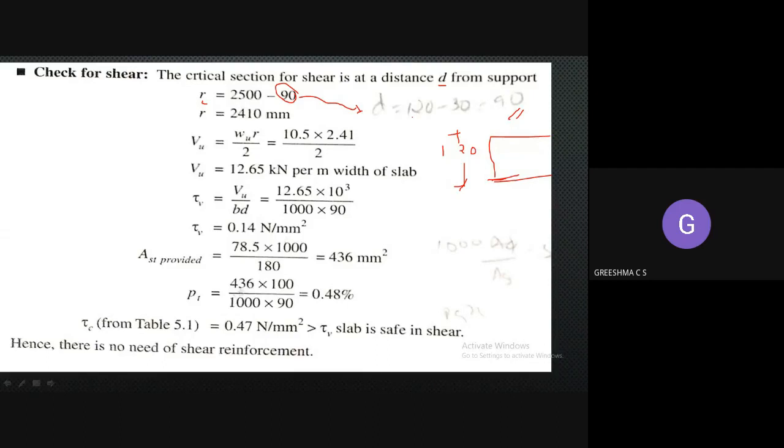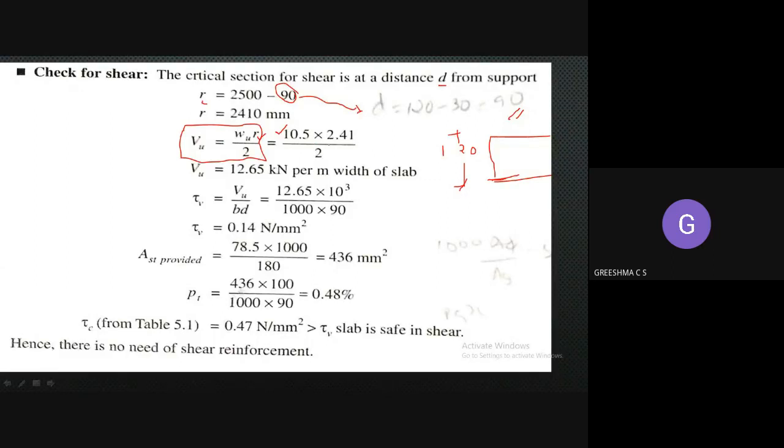Next, we have to find out the shear force. The maximum shear force equation is w r by 2. This is the equation for the shear force. So here w means how much? Factored load. The factored load is 10.5 kilonewton per meter square, which we found in the beginning. Next is r, the radius of the circular slab.